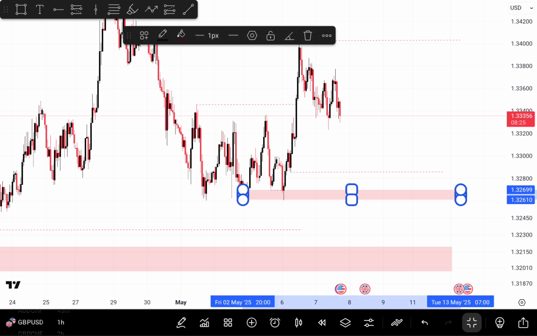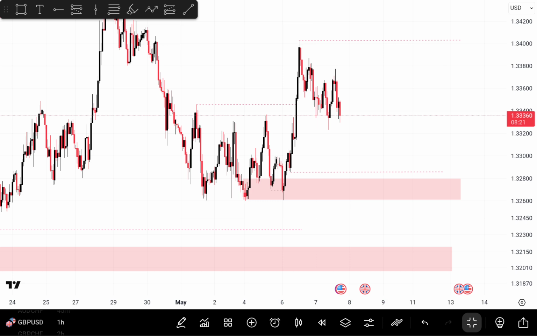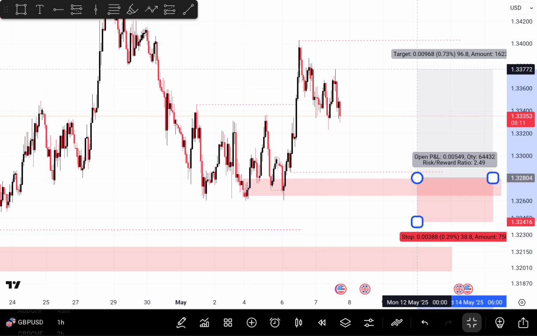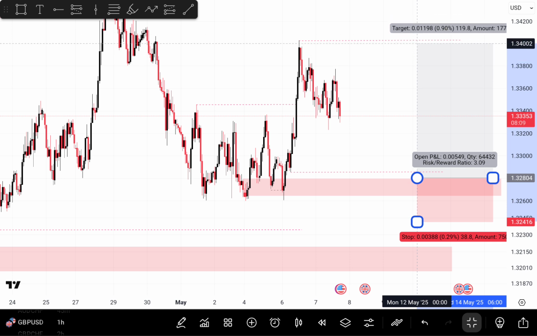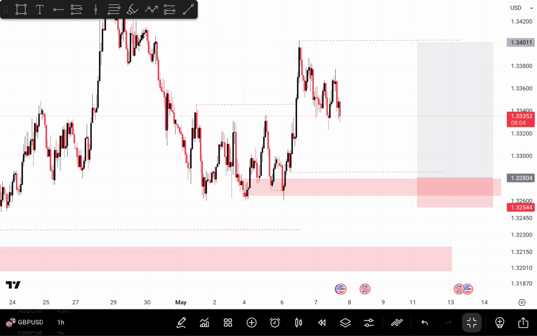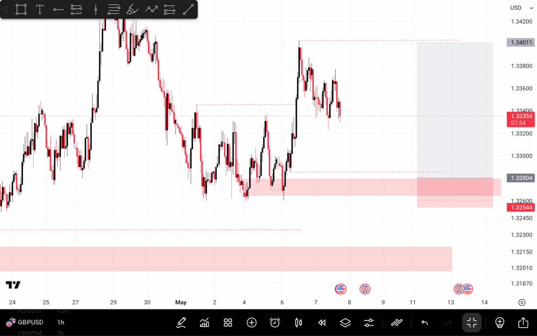Or I can just pick this complete zone here like this, and this will serve as my POI, that is point of interest. Then boom, I'll just put it here. And my stop loss will be, I'll just try to make this protected. As you can see, this is just 4.64 RR, and I'm waiting patiently for price to tap me into this zone, and after everything I will come with the result.